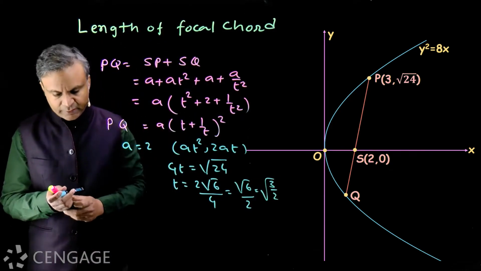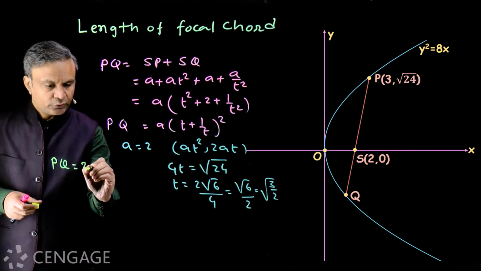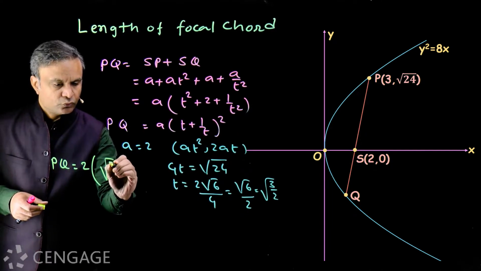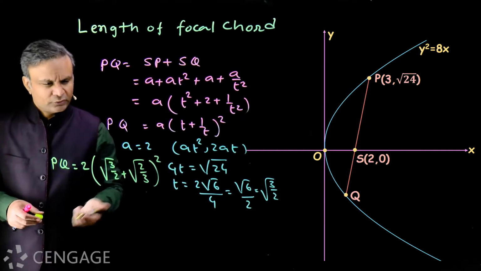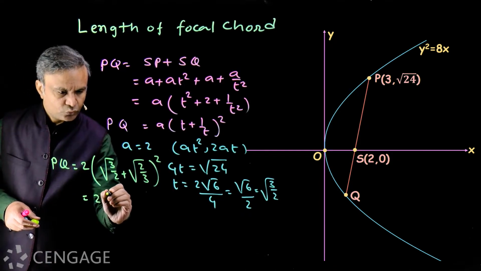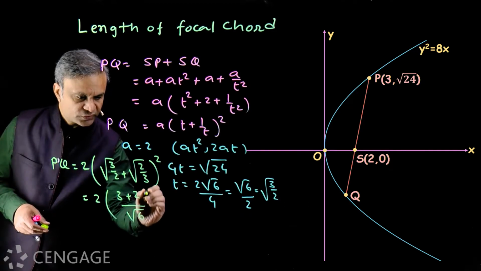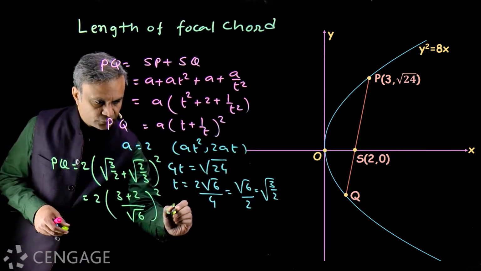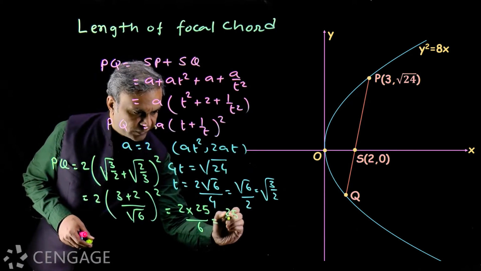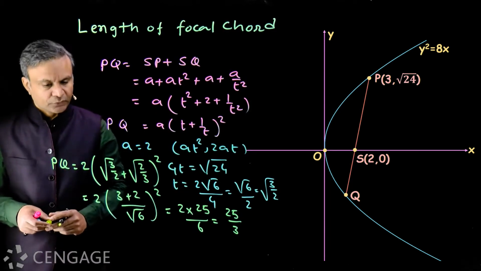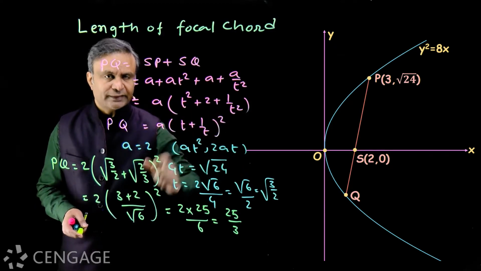Put the value of t and a here. So we have length of focal chord PQ: 2 multiplied by root 3 upon 2 plus root 2 upon 3 whole square. थोड़ा सिंप्लीफाई कर सकते हैं. We have 2 multiplied by 3 plus 2 upon root 6 whole square. This is equal to 2 multiplied by 25 upon 6, which is equal to 25 upon 3 units. तो ये फॉर्मूला यूज करके हमें फोकल कॉर्ड का लेंथ आसानी से मिल सकता है.